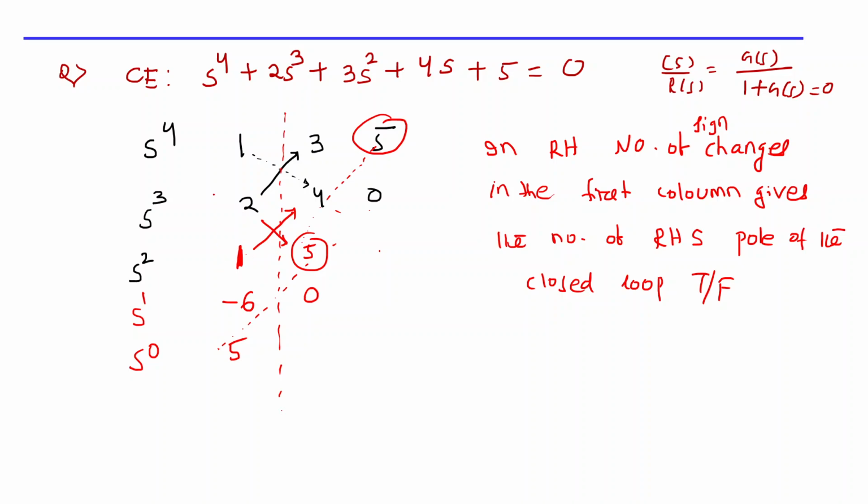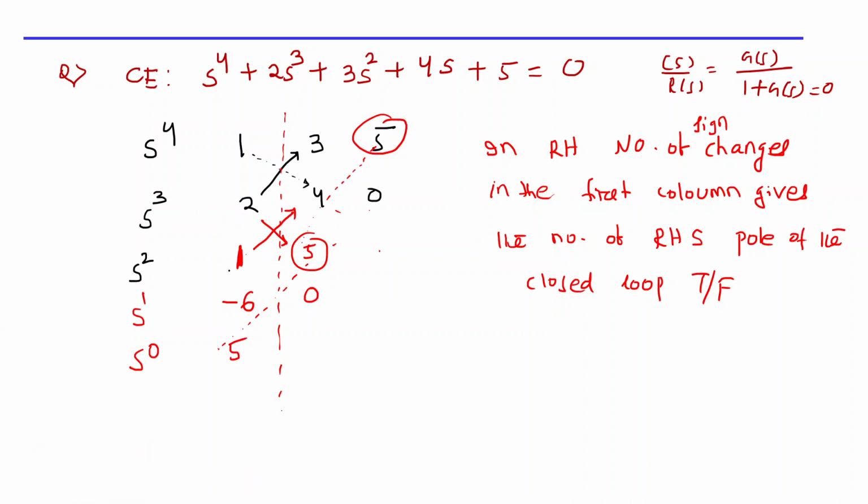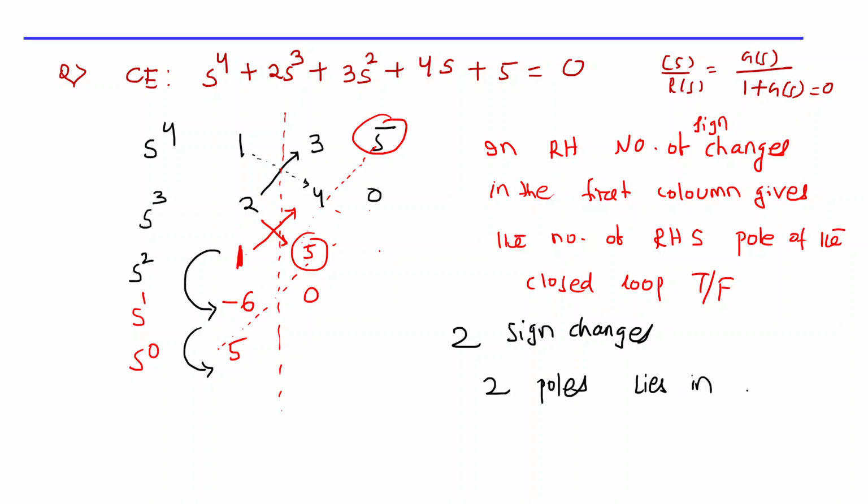So how many sign changes in the first column? You can clearly see that from 1 to minus 6 there is one sign change, positive to negative. Again, from minus 6 to 5 is another sign change, negative to positive. So there are two sign changes. If there are two sign changes, we can directly say that two poles of this closed loop transfer function lie in the right half plane, the right hand side of the s plane.